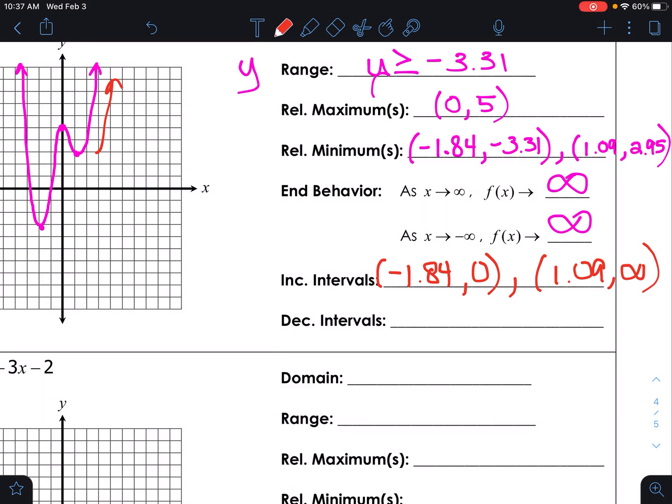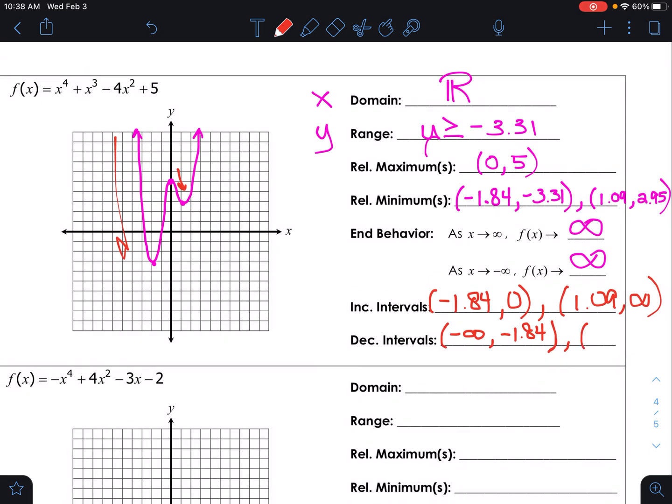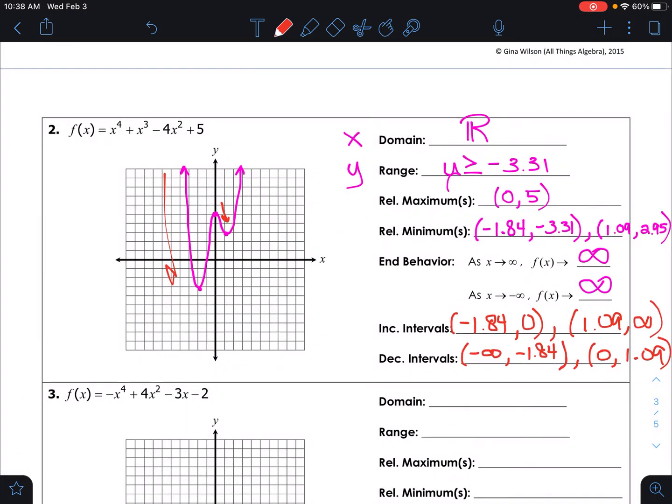Now let's do our decreasing intervals. So we have a couple of these as well. Okay, so we're decreasing from here to here. This would be negative infinity to negative 1.84. And let's see, decreasing in this section here. That would be from 0 to 1.09. Okay. And there we go.